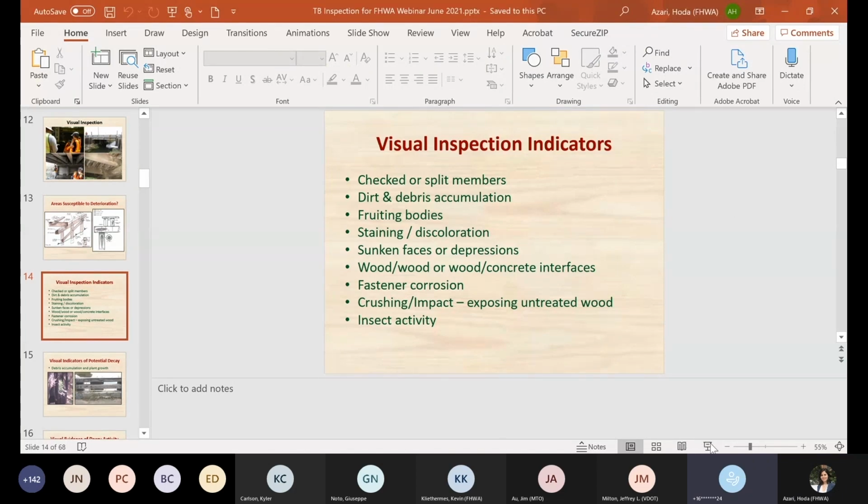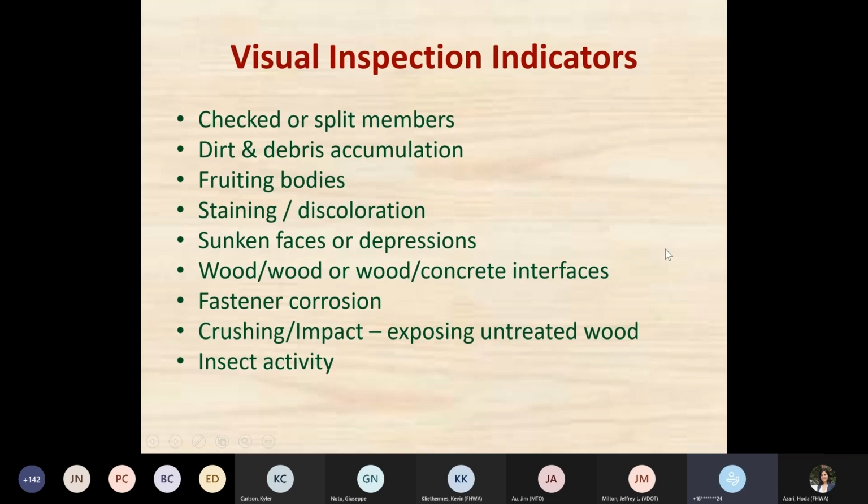Lots of things we look for: checked or split members, dirt and debris accumulation, signs of fruiting bodies, staining, discoloration, and of course, crushing impact. We talked about insect activity. Can't go through all of these with our time today, but I'll show you a few examples. Next slide, please.